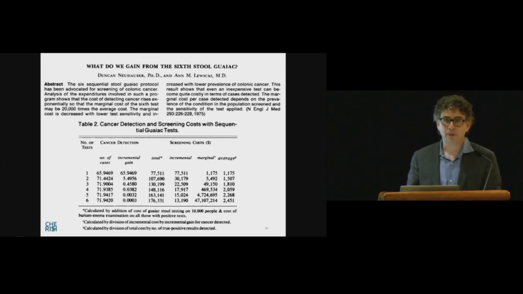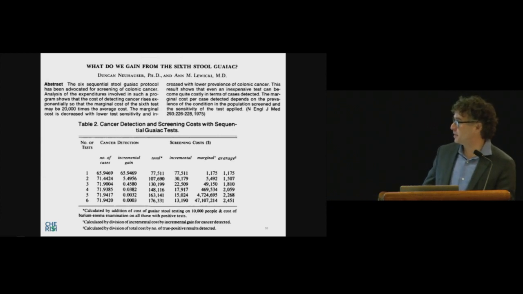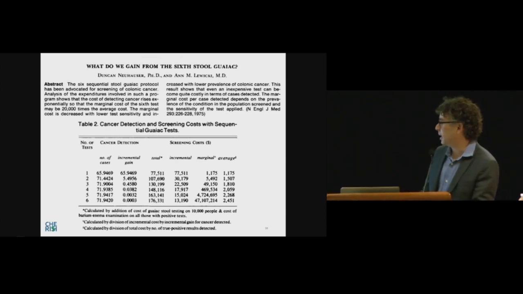2 different ways. The first way is the intuitive way. So here's the frame. These are the up to 6 stool guaiac cards. This is the number of cases of cancer that would be identified. This then is the total gain in terms of the total cost, and the total cases identified.